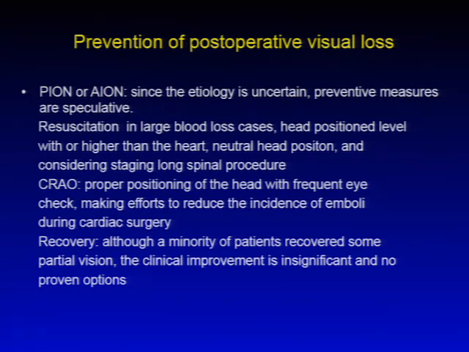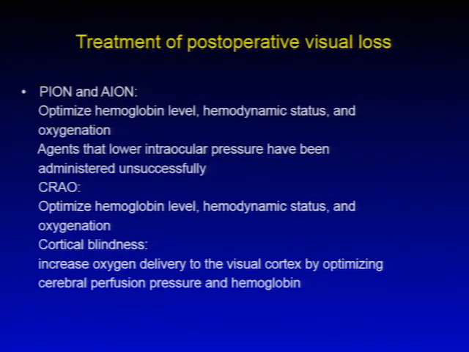Although a minority of the patients recover some partial vision, the clinical improvement is insignificant and there are no proven options. In terms of treatment, for PION and AION, optimizing hemoglobin level, hemodynamic status, and oxygenation. Agents that lower intraocular pressure have been used unsuccessfully. For the CIO, optimize hemoglobin level, hemodynamic status, and oxygenation.